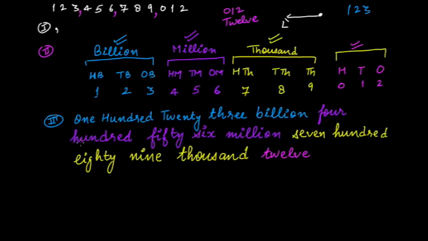So the name of this number, or the way you will read the number, would be 123 billion 456 million 789,000, and this number is 12. This is 12. So this was an example to show how you read a number in the International Numeration System. In the next video, we would look at what's the difference between the Indian numeration system and the International Numeration System.